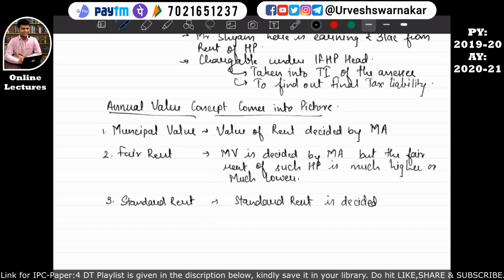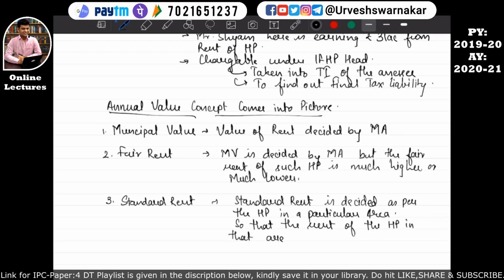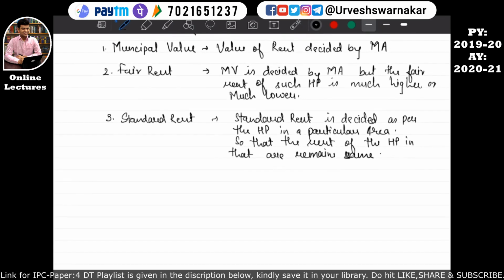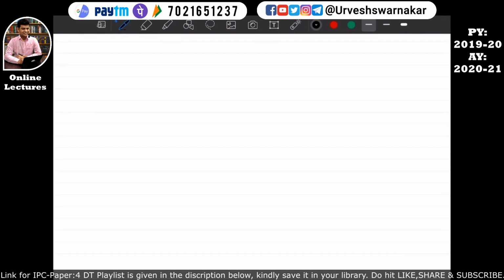Standard rent is decided as per the house property in a particular area, so that the rent of the house property in that area remains the same. So what is all this? Let me explain it to you with the help of an example.